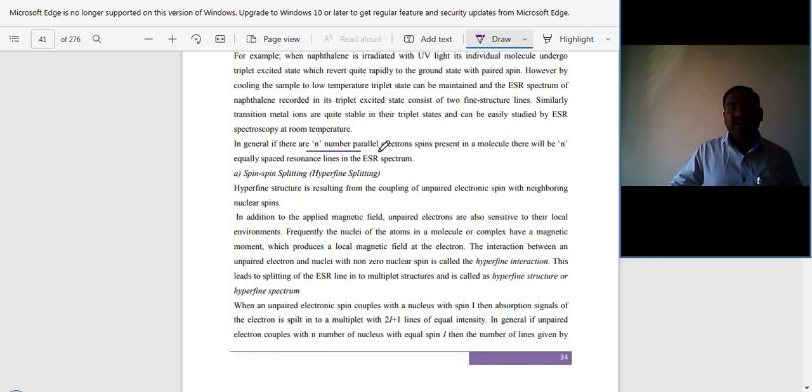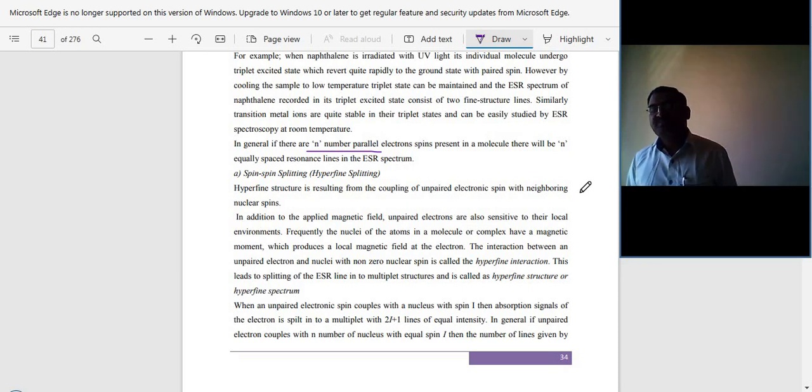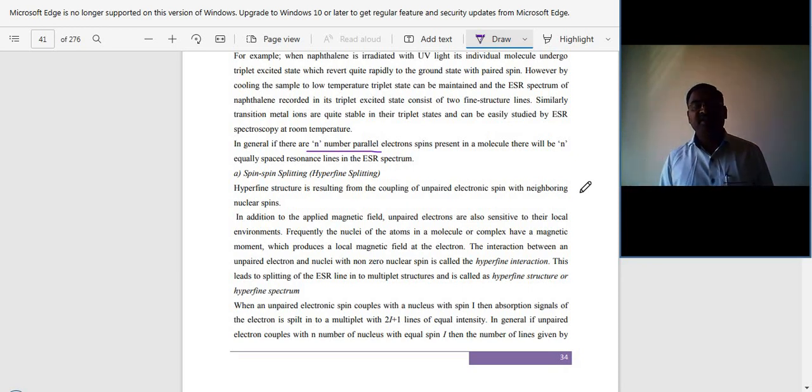In general, if n parallel electron spins are present in a molecule, there will be n equally spaced resonance lines in the ESR spectrum. This is the spin-spin splitting. Hyperfine structure results from the coupling of the unpaired electron spin with neighboring nuclear spins.